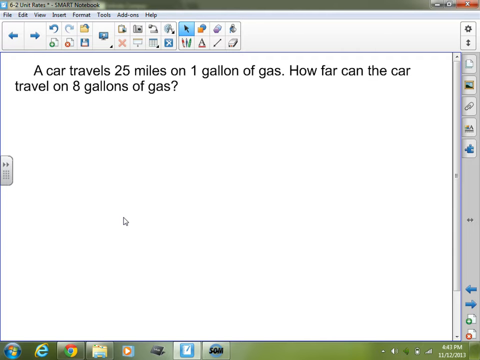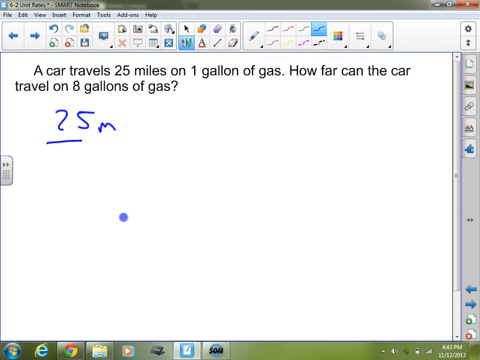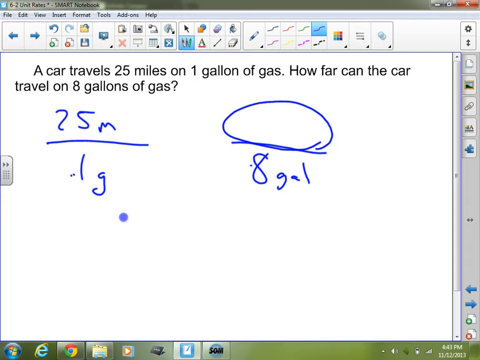So watch this. My first step is I'm going to write it like I'm writing the unit rate. So 25 miles, and it's important by the way to put units, on 1 gallon. 25 miles on 1 gallon. Now the issue is, I want to know how much it goes in 8 gallons. So I'm over here at 1 gallon. I know that. I want to find out how many miles 8 gallons will take me.